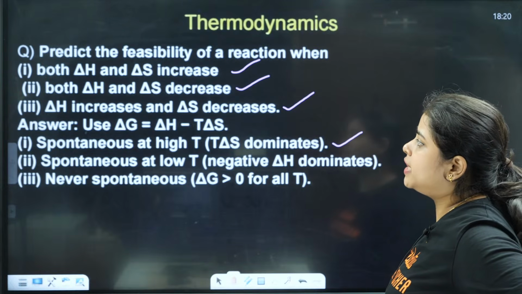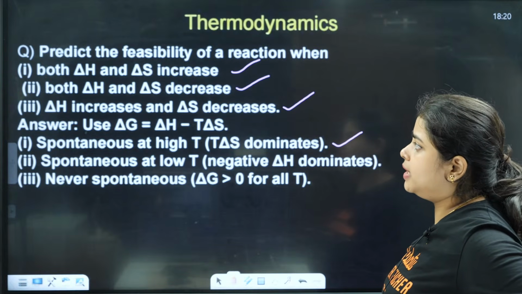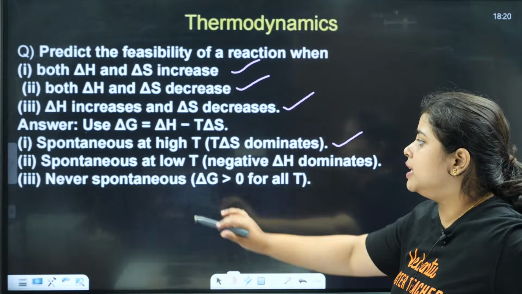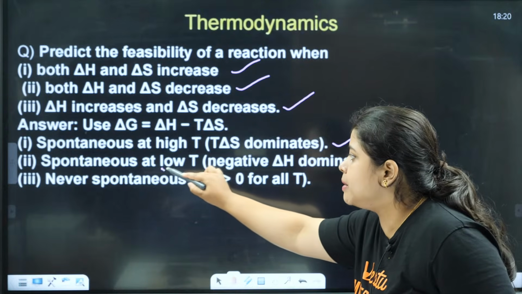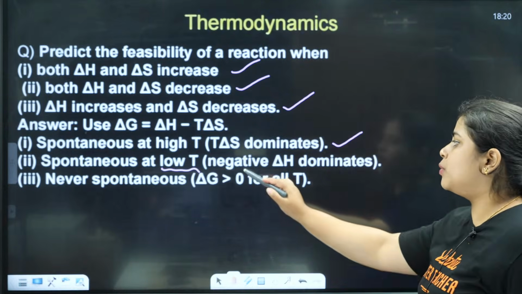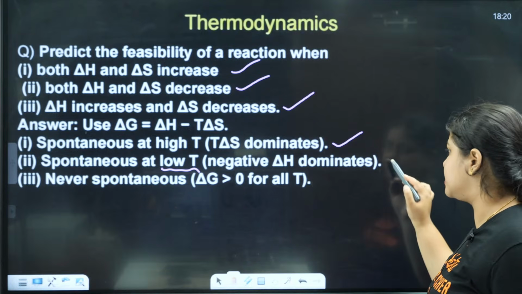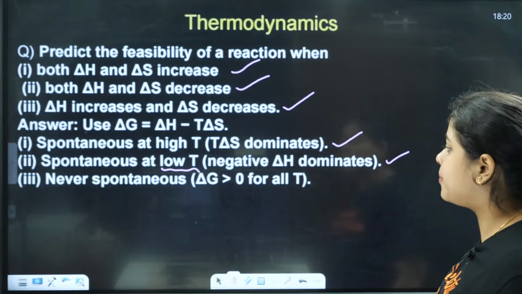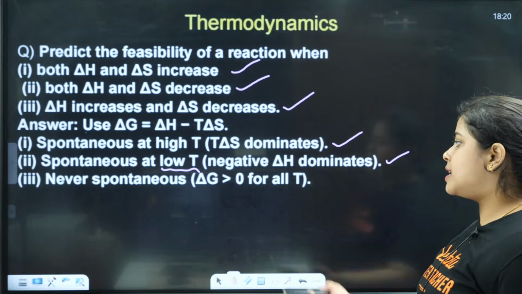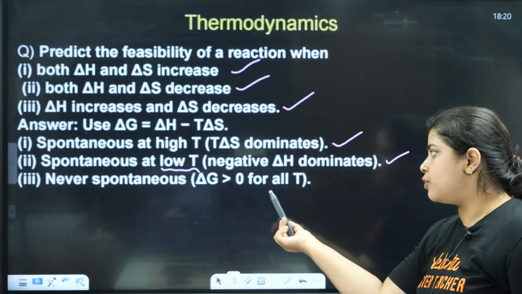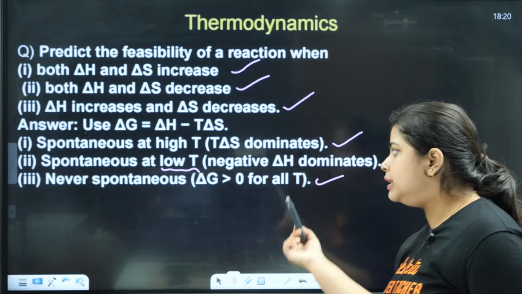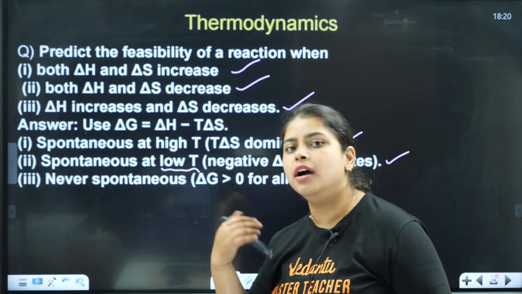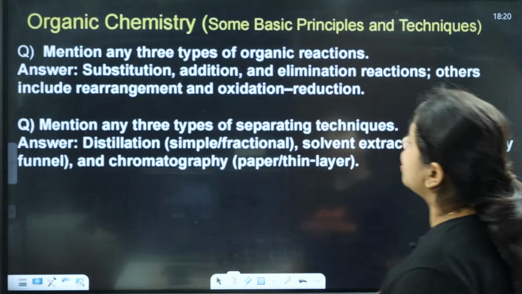Both delta H and delta S decrease. When delta H and delta S decrease, it is spontaneous at low T. It will become low T and it is going to be what? Negative delta H dominates. Negative delta H dominates. Clear? Understanding? Never spontaneous, that is delta G is greater than 0 for all T. For all T, delta G is going to be greater than 0.